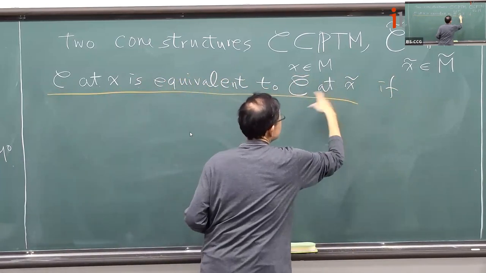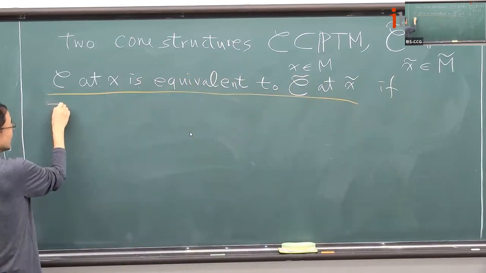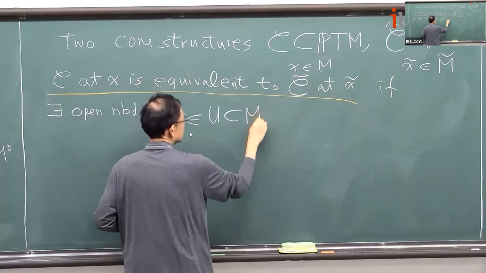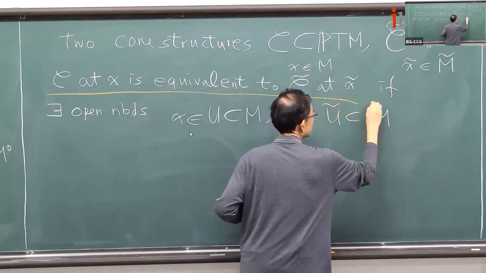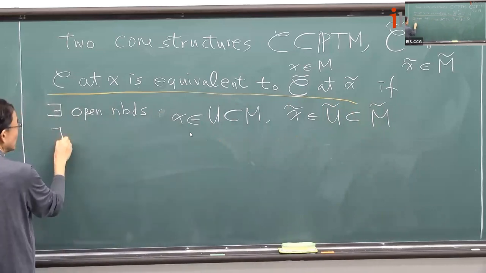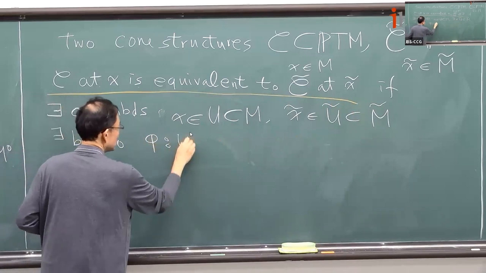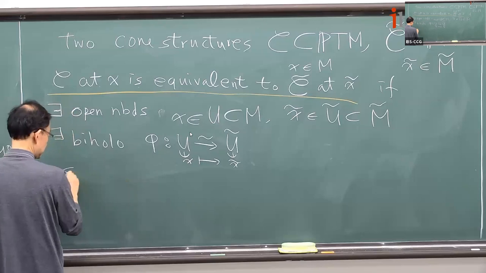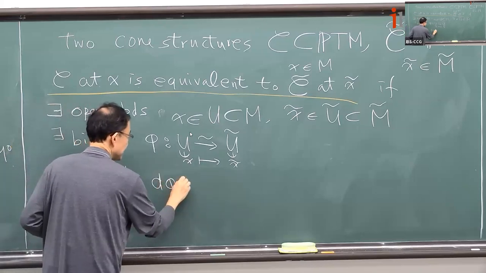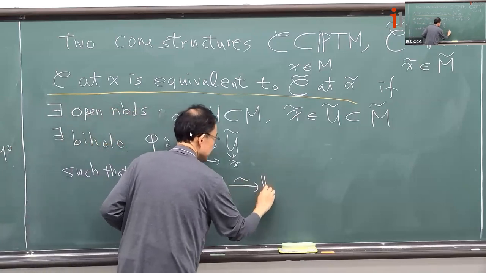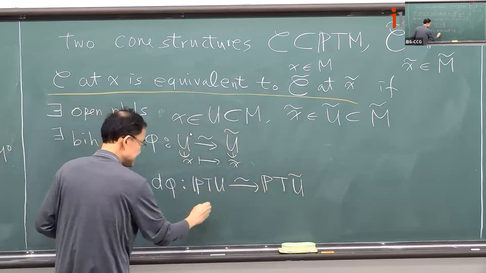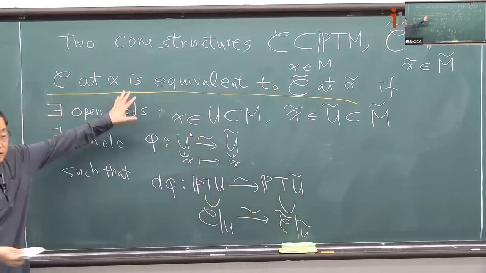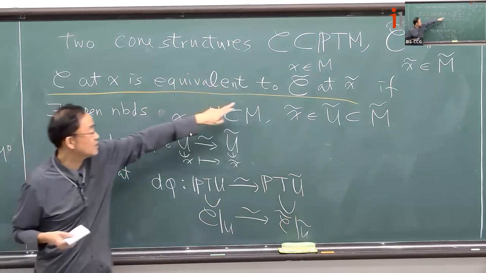C at X is equivalent to C tilde at X tilde if there exists an open neighborhood U and a biholomorphic map from U to U tilde, which sends X to X tilde, such that its derivative, which sends PTU to PTU tilde, sends the cone structure on U to the cone structure on U tilde. If this holds, then we say that the two cone structures are equivalent at the corresponding points.